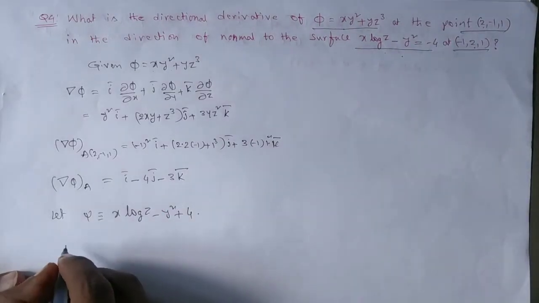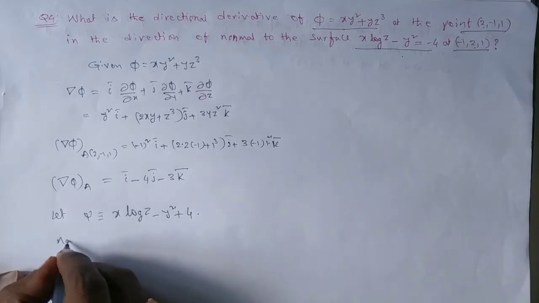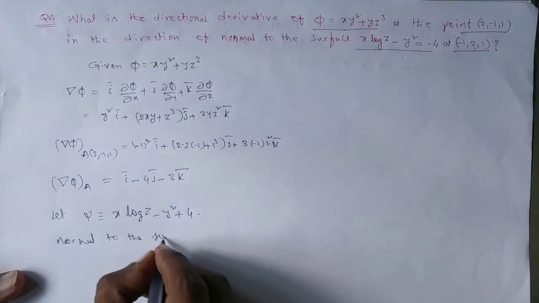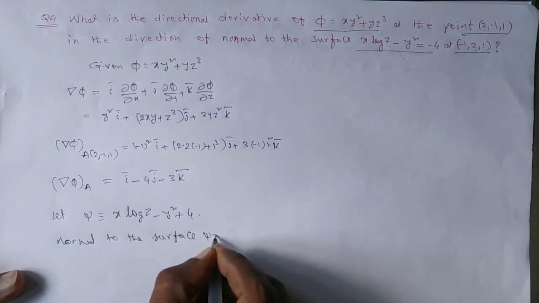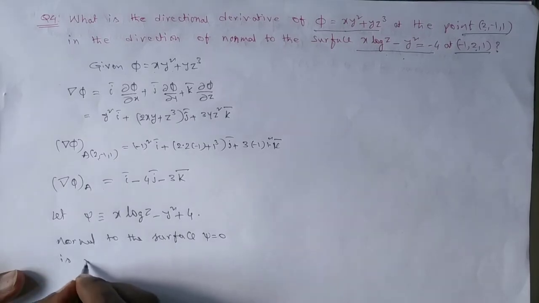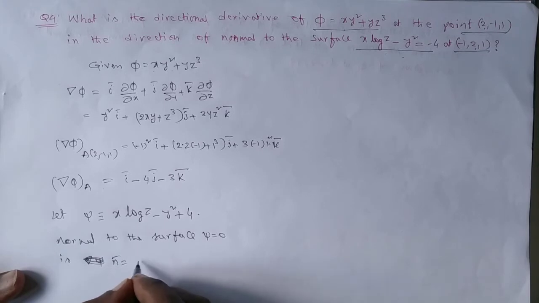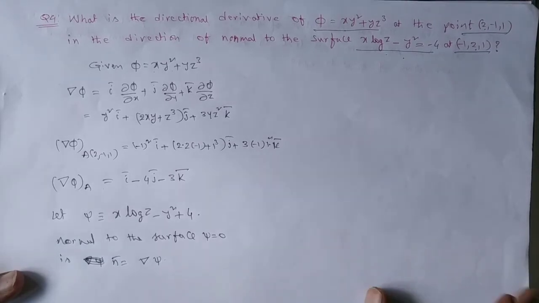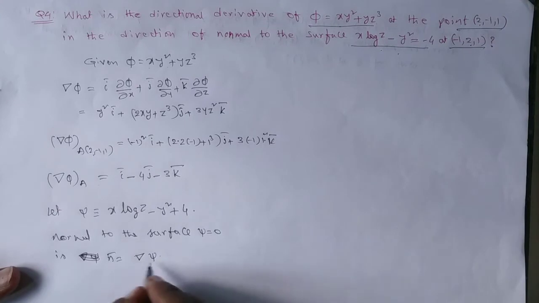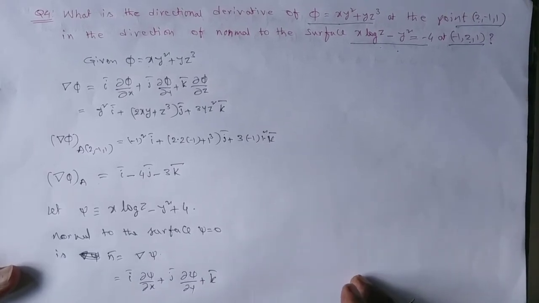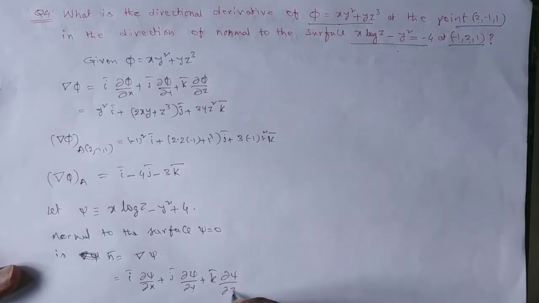So for that I just calculate now normal to the surface psi equal to 0 is gradient of psi. Yes, right? Is n bar equal to gradient of psi, isn't it? Now I just calculate what gradient of psi is. That is i bar into dou psi by dou x plus j bar into dou psi by dou y plus k bar into dou psi by dou z.